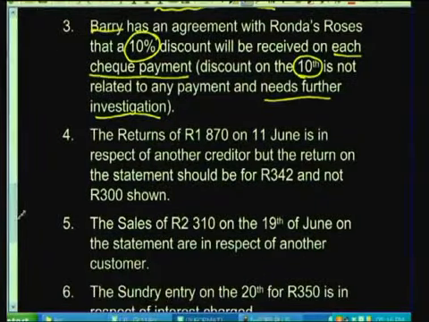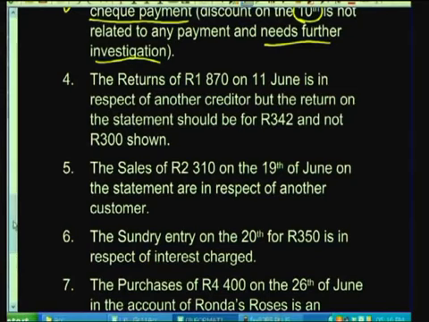Let's look at information point number 4. It says the return of 1,870 on the 11th of June is in respect of another creditor. So not Rhonda's Roses, it's another creditor. So once again, that should not have been included. Let's see if we can find it.